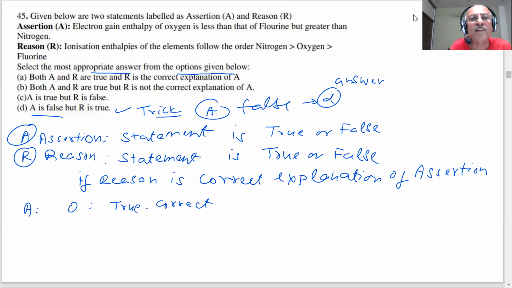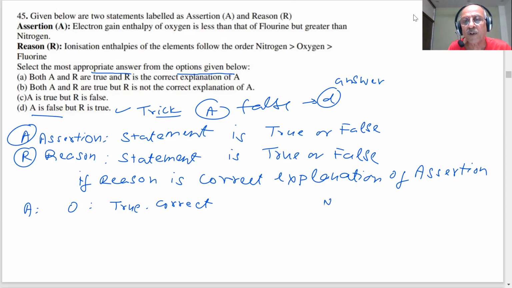What is the reason? Ionization enthalpies of elements follow the order: nitrogen ionization enthalpy more than oxygen, and oxygen more than fluorine. Is that the correct ionization order? What is ionization enthalpy, student? Energy required to remove an electron is called the ionization enthalpy. So here, is that the correct statement?